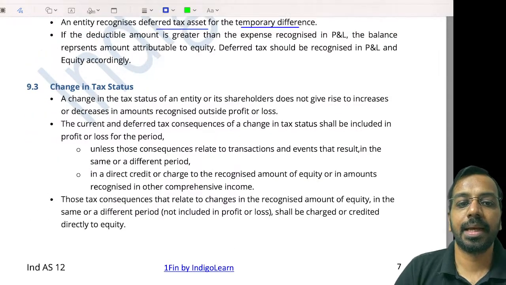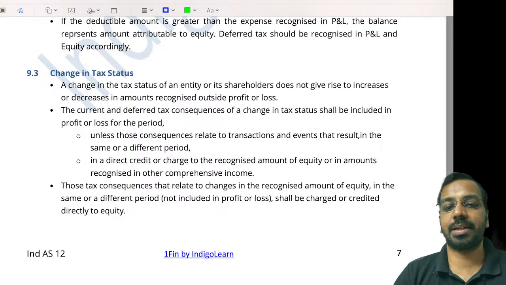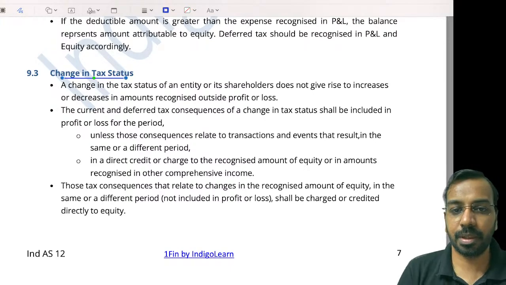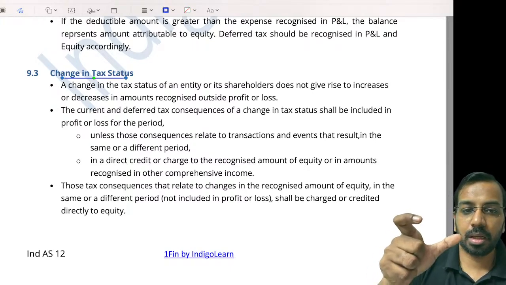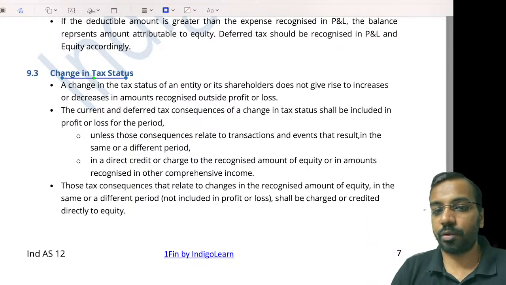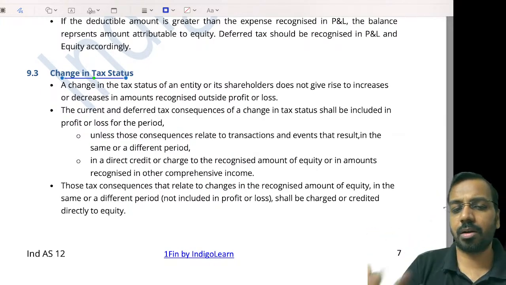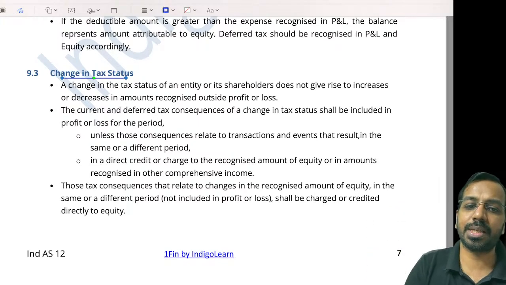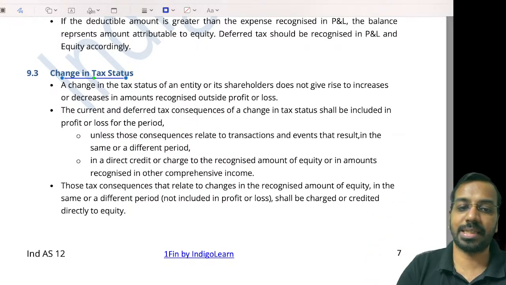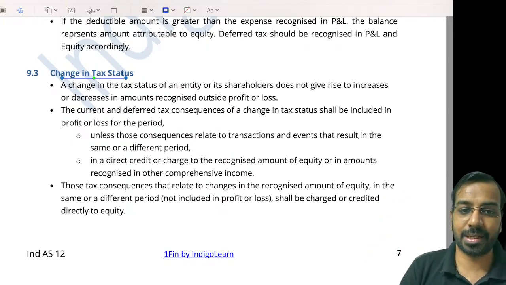Then sometimes there may be a change in the tax status of the entity, meaning to say, from a taxable entity, now you have become a non-taxable entity. That is, currently you are being taxed. Government comes up and says, okay, these kinds of businesses, you don't have to pay tax for 5 years or it is exempt. Or you have become a charitable organization, right?